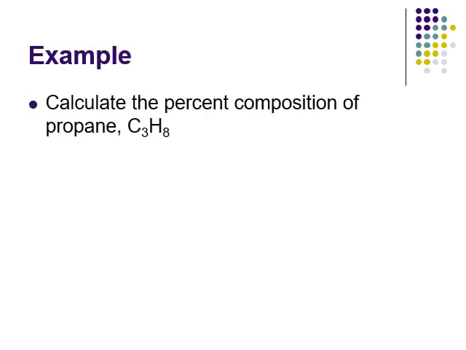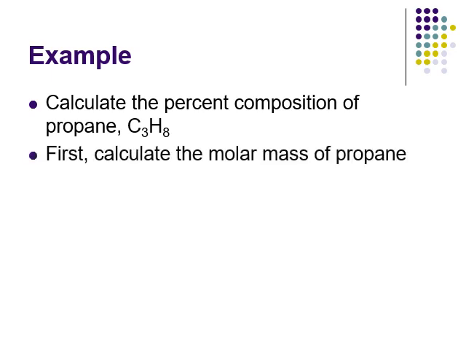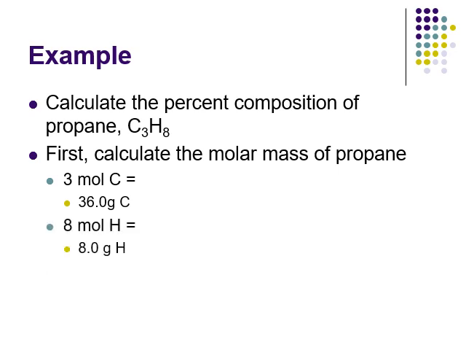So for instance, we're going to calculate the percent composition of propane, C3H8. So first I find the molar mass of propane. So 3 moles of carbon is 36 grams because each mole of carbon is 12 grams. 8 moles of hydrogen is 8 grams. So that means the molar mass of propane is 44 grams. So that's the molar mass of the compound. That's what's going to go on the bottom. Now at the top is the mass of the element. And then what we use for that is the masses right here.